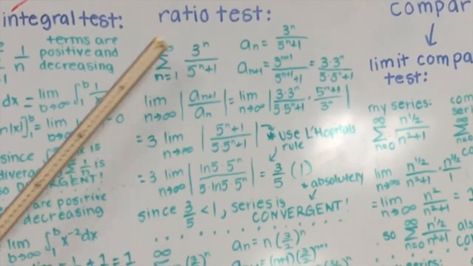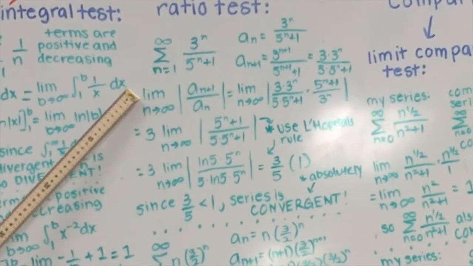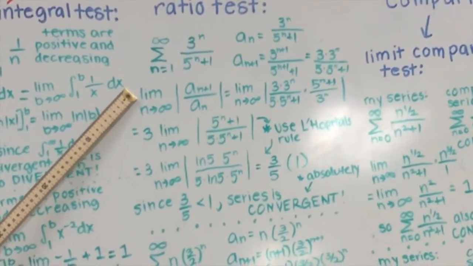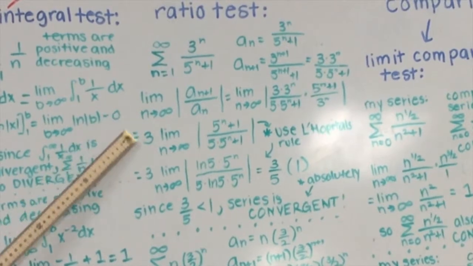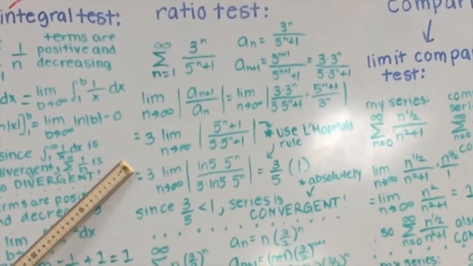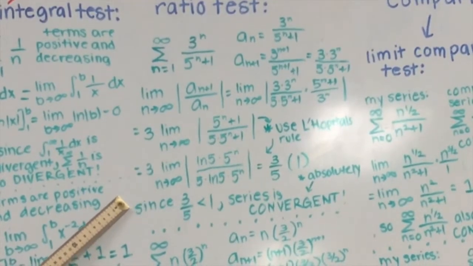From this series, we can find a sub n and a sub n plus 1 and find the limit as n goes to infinity of a sub n plus 1 over a sub n. Since this limit equals 3/5 and 3/5 is less than 1, the series is convergent.